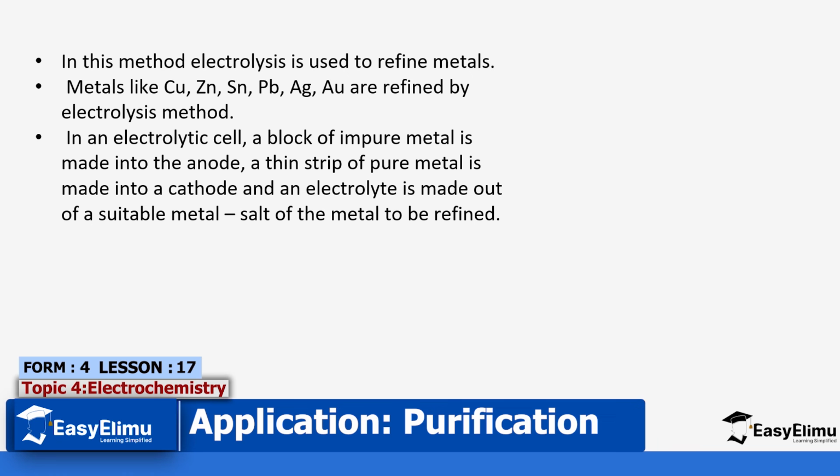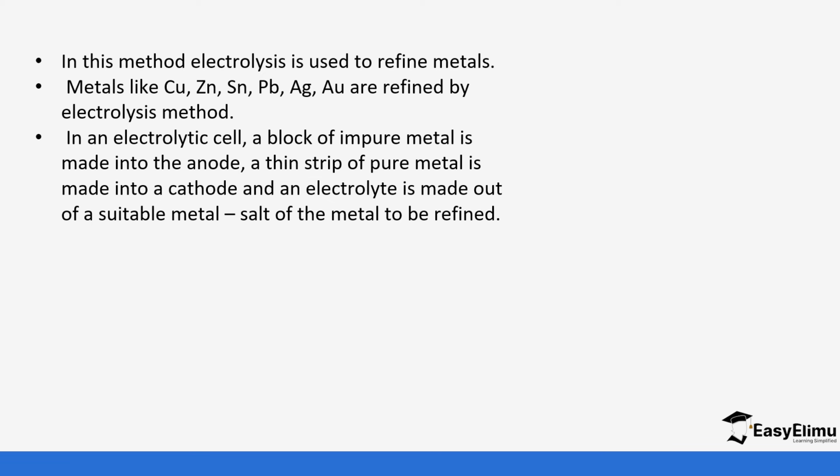In an electrolytic cell, a block of an impure metal is made into the anode. It is important you see where the anode is, especially with this method of application. And then a strip of pure metal is placed as the cathode. And an electrolyte is made out of a suitable salt of the metal to be refined.